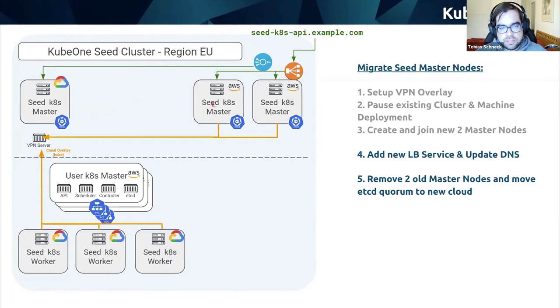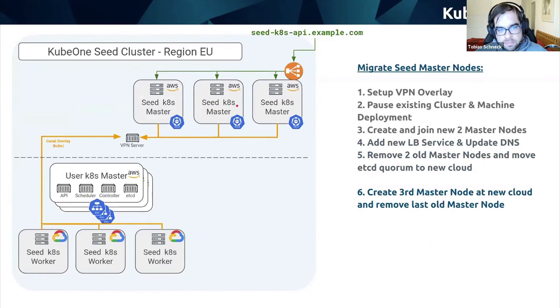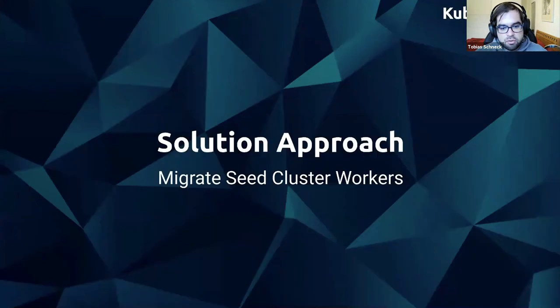For sure, also in this procedure, we need to clean up, remove the old GCP node, and create a new AWS master node, and then we have 3 etcds healthy in the newly migrated cloud. In the same way as we migrated the user cluster workers, we now need to migrate the seed cluster workers.